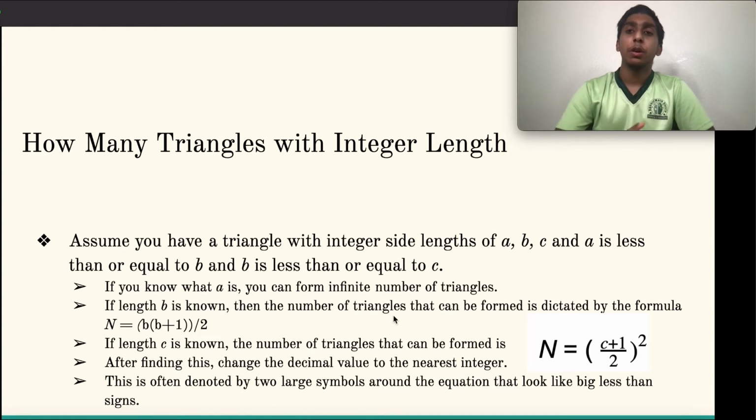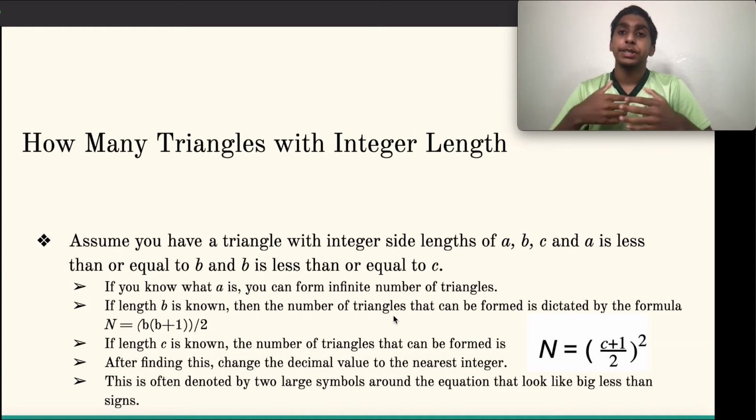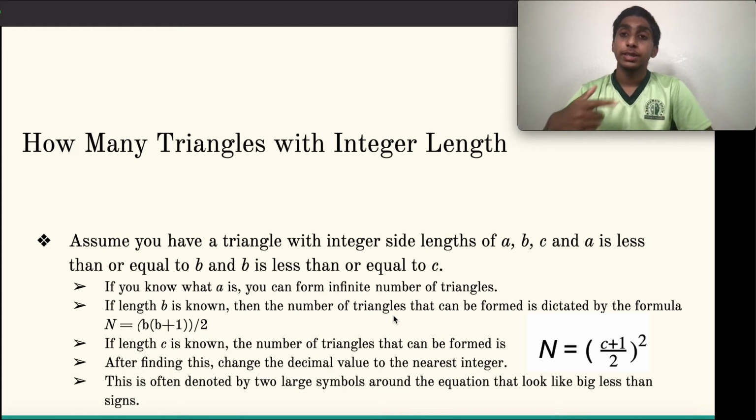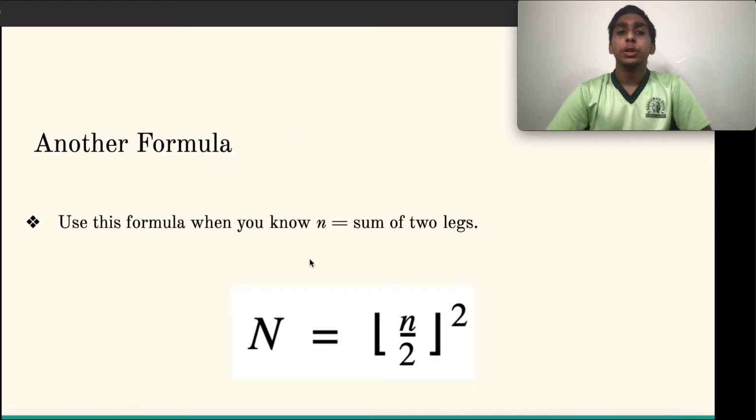But as you can see, all three of these equations are very useful because they allow us to solve this problem if we're given only one side. But sometimes we won't even be given these sides, we'll be given other information. So on the next slide and the slide after that, we'll figure out how to deal with it if we're given the perimeter or the sum of two legs. Use this formula if you know n is equal to the sum of two legs.